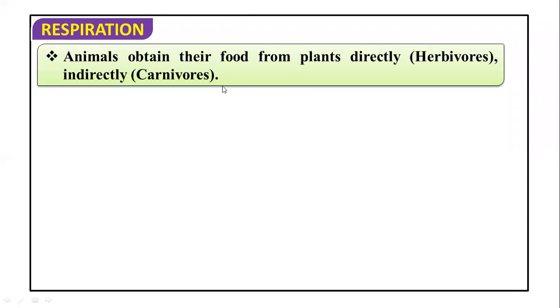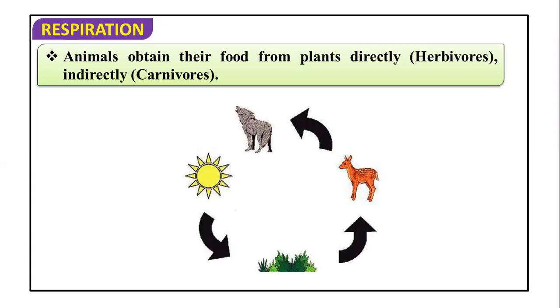So animals obtain food directly or indirectly. Directly, that is herbivores, and indirectly through herbivores, the organisms which are dependent on the herbivores are known as carnivores. So this is the food chain, and the food chain happens because the energy flow occurs in such a way due to the transfer of energy, the synthesis of food and the utilization of food.